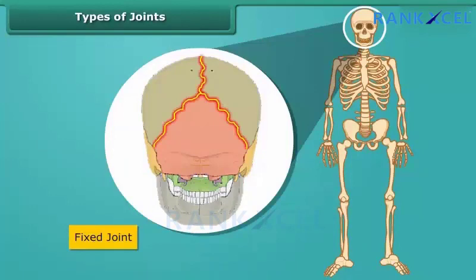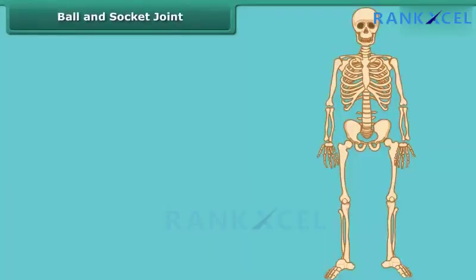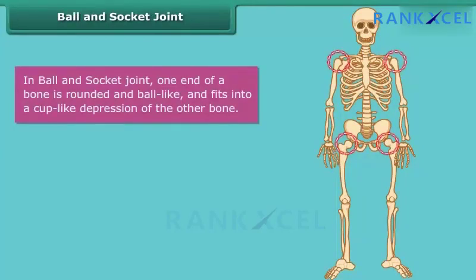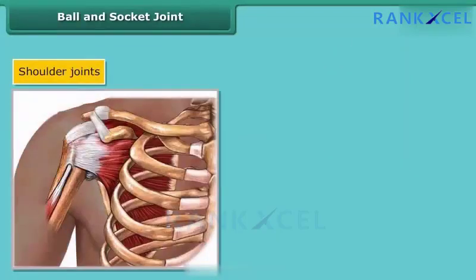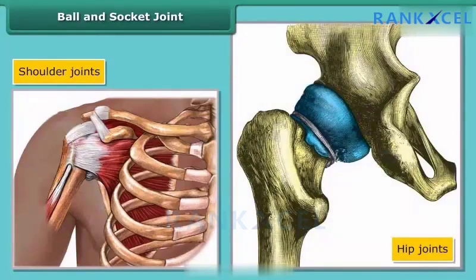Before going to learn about each joint in detail, let's have an activity. Ball and socket joint. In a ball and socket joint, one end of a bone is rounded and ball-like and fits into a cup-like depression of the other bone. It provides movement in any direction. Shoulder joints and hip joints are examples of ball and socket joint.